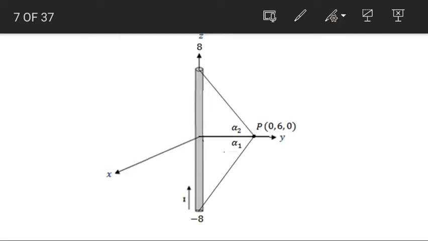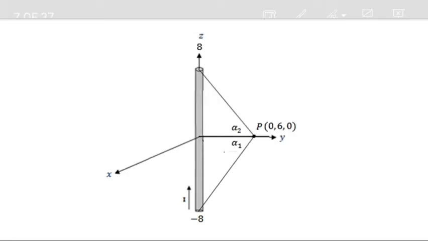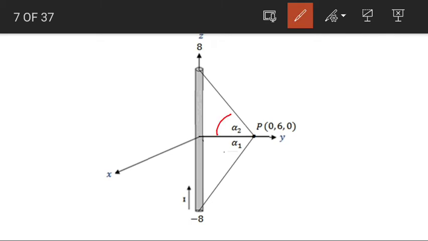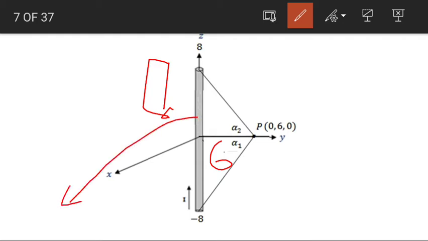Alpha 2 will be positive. Why? Because alpha 2 is in the clockwise direction. So in order to calculate, you see this angle, the perpendicular of this right angle triangle is 8, while the base of this triangle is 6.